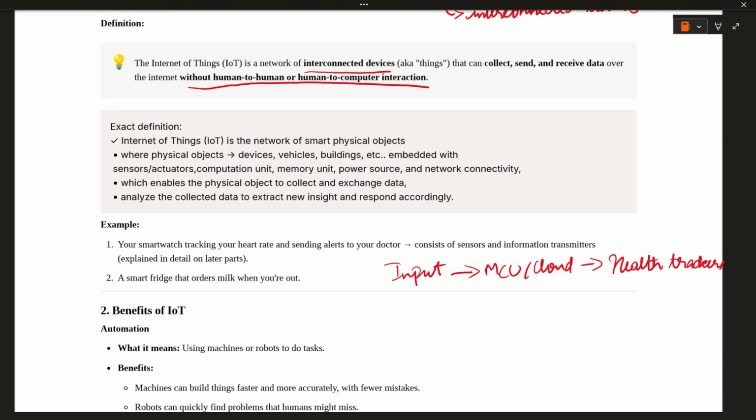These two sets of examples are good for Internet of Things, because each contains an input unit and a microcontroller unit, or it sends the information to a cloud, which then analyzes all this and gives you new insight via an output unit. So yeah, we'll be looking at the benefits of IoT in the next video.